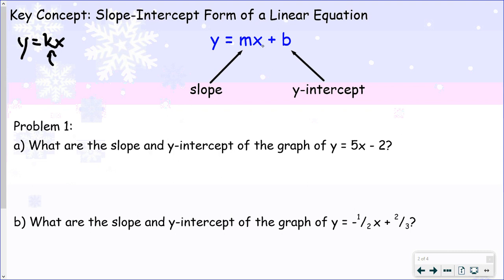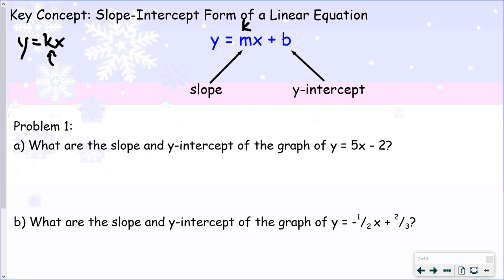So you'll see that this is really the same thing as a direct variation equation, but it's got something added on at the end here. And really, it could be added or subtracted on here, so it could be plus b or it could be minus b. All right, so the m here represents the slope, which I just showed you how you can get from a graph.